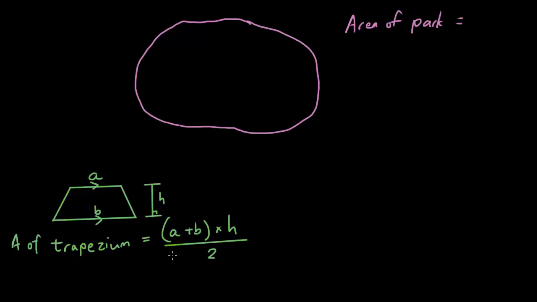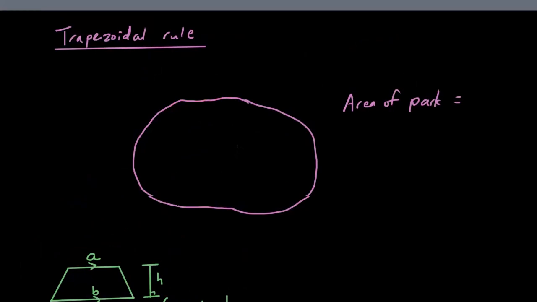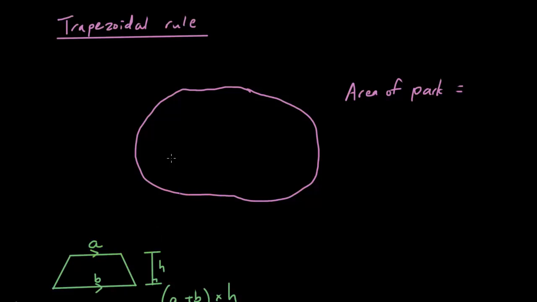So we know how to find the area of a trapezium. How would we use this formula to find the area of this random shape? Well, we need a systematic way of filling up this shape with trapeziums. This is how you do it. You draw a survey line somewhere through the middle of the shape, and then you divide the survey line into an equal number of segments. Depending on the question, it might say divide it into 10 segments or 15 segments. It depends on what the question wants you to do. But let's say that the question says we want to divide this into 10 equal segments.